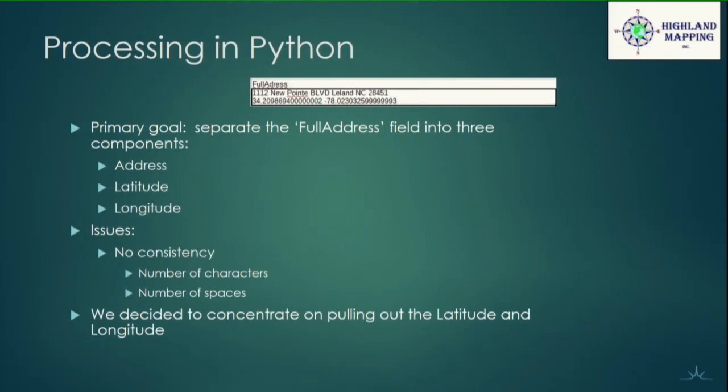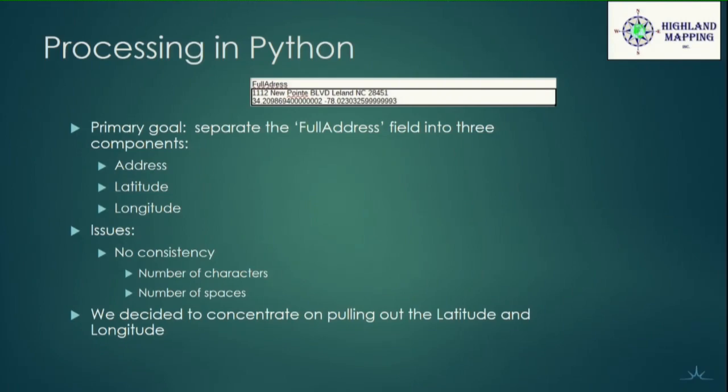So once we had decided to go that route, the first issue we ran into was that there's no consistency in this field. There was no consistent number of characters, or no consistent number of spaces. So we couldn't say, go 30 characters, start here, and do something. We couldn't say, go 5 spaces, start there. Some addresses have prefixes, some have suffixes, so there was no consistent way we could do that.